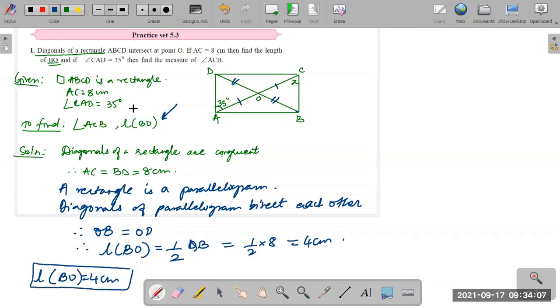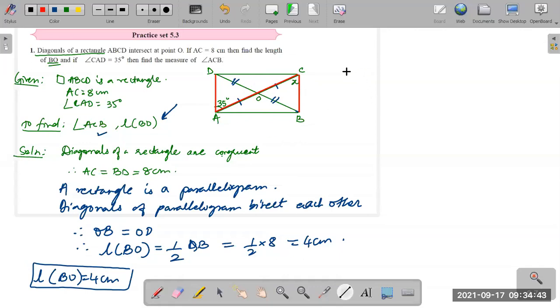Next, we have to find angle ACB. Let me highlight that angle. Angle ACB. We are asked to find this angle ACB. And what are we given? We are given this angle CAD, which is 35 degrees. Now just look at it and check. We know that this is a rectangle. Therefore, AD is parallel to BC, right? And do you notice these are which pair? Do you see the Z formation? Z formation means these angles are an alternate pair, right?